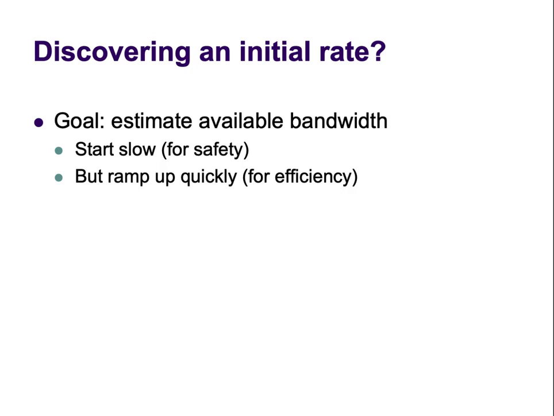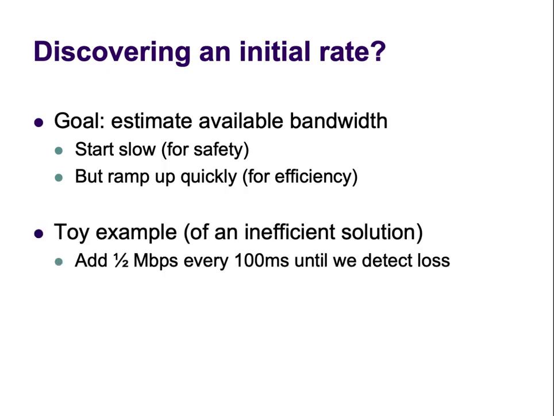The way we're going to want to do it is to start slow, because we don't want to congest the network, so we want to be fairly conservative. For safety reasons, we're going to start by sending a small amount on that path, but we want to ramp up quickly, because if it takes too long to discover the available bandwidth, then you're just wasting time and wasting that bandwidth. What do I mean by that? Let's take an example. Starting small is fairly easy to understand. Just pick a value that's not likely to congest any path and start with that.